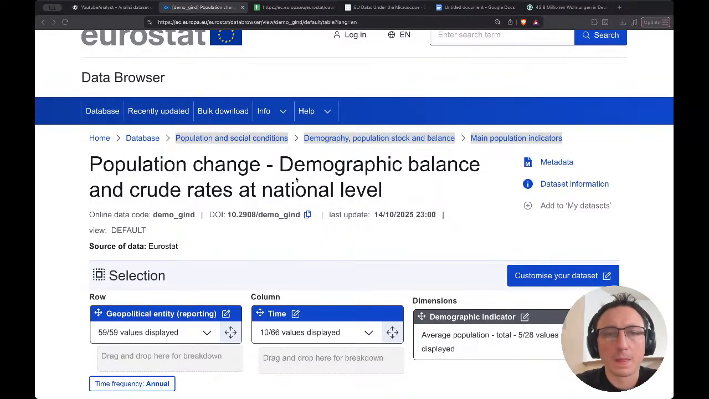Right? Population, demography, stock and balance. Let's call it this way. Stock and balance. Damn it. Why not?